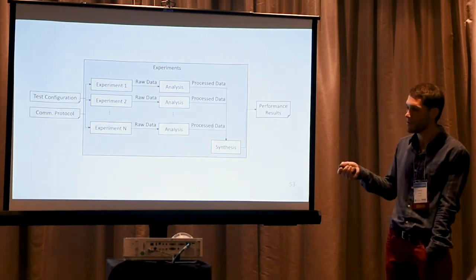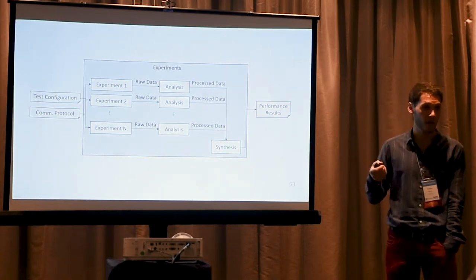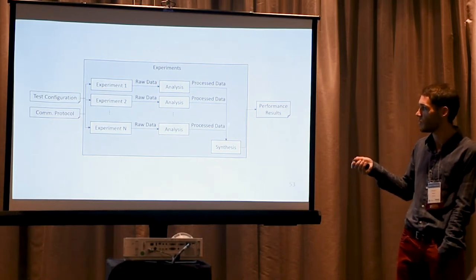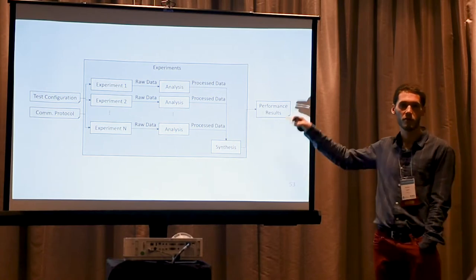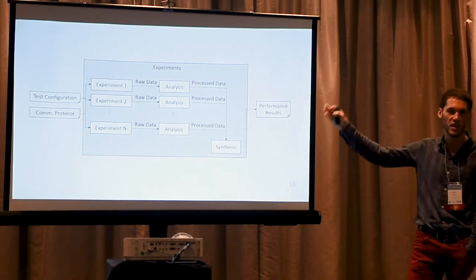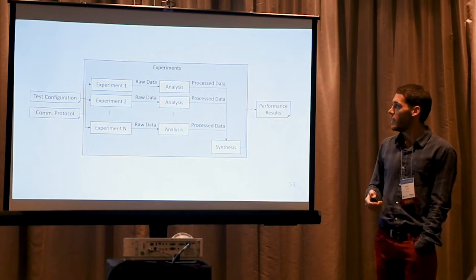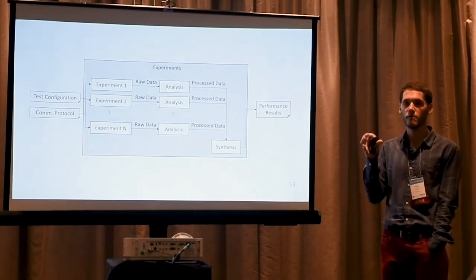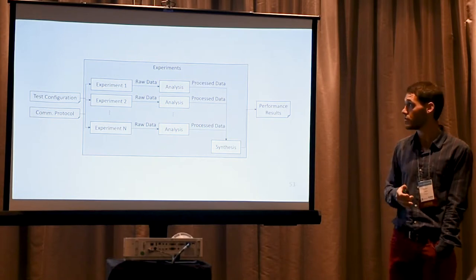Now, if we look up in this box, we have a process which is essentially in 3 steps. We collect the raw data, we process this raw data, and then based on the processed data, we compute some kind of performance results in the synthesis step. You can call that KPIs or performance indicators, whatever you like. And so to describe this whole 3 steps, we identify 5 key questions that need to be answered.